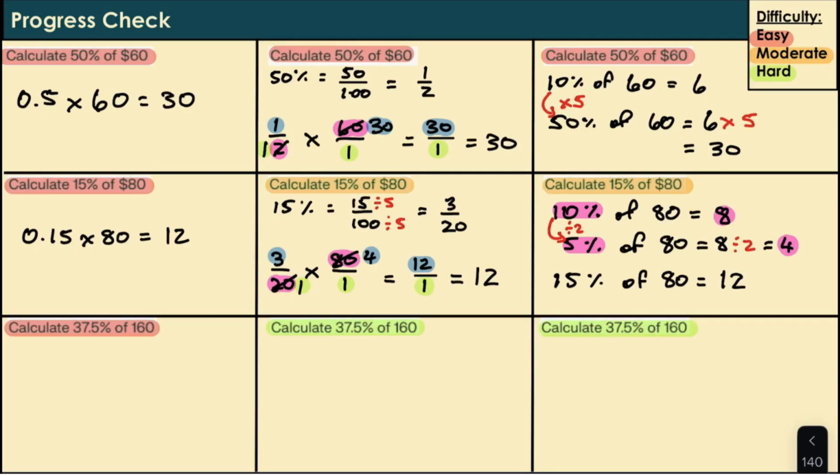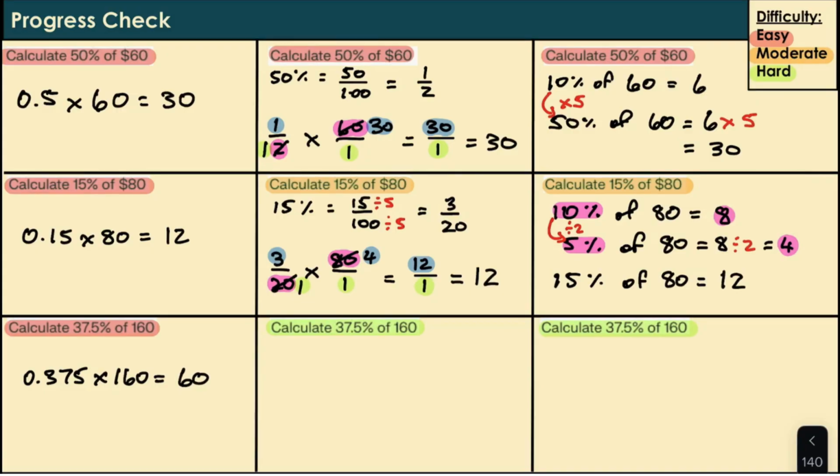Last row, 37.5% of 160. Divide 37.5 on our calculator by 100, and we get 0.375 as a decimal. Of, we multiply 160, and that will give us 60.